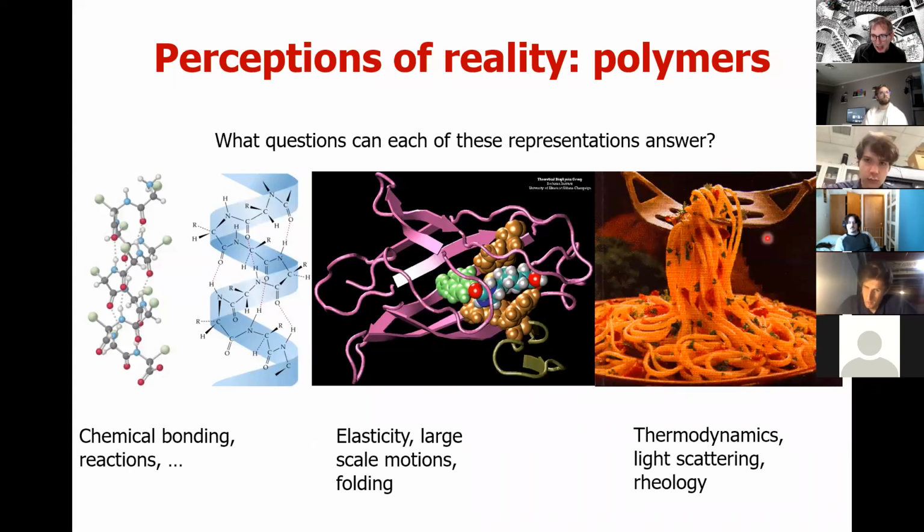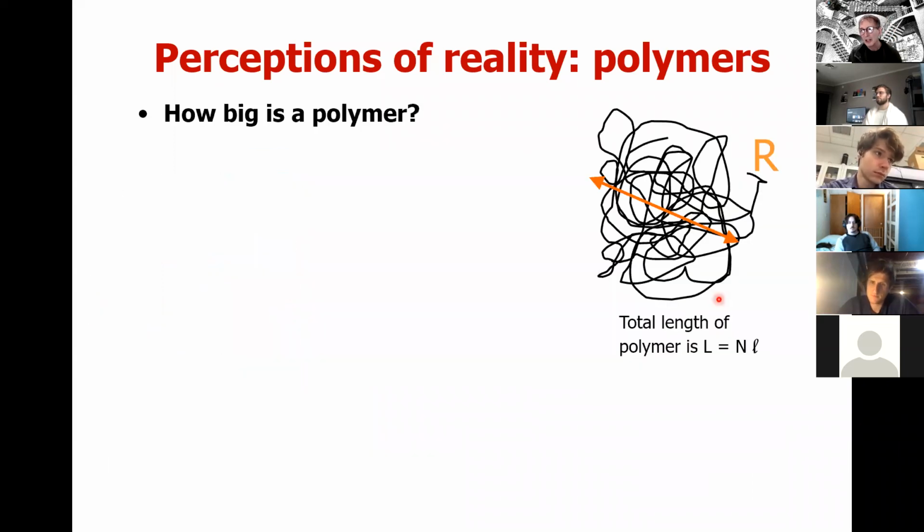So let's focus now on this spaghetti level of description, and ask what kind of questions we can answer with that. Let's ask the simplest question you can ask. Here's a picture of a polymer that I just sketched out. The polymer is made out of monomers. The monomers have a length, little l. There are n monomers stuck together. So I've made a polymer whose total length, if all the monomers were laid out end to end, is L equals n times l.